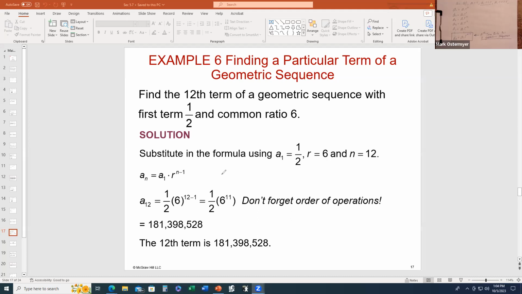All right. So again, the first term would be 1/2. If I multiply 1/2 times 6, 6 times 1/2 would be 6 halves, which is 3. 6 times 3 is 18. 6 times 18 is 108. Etc., etc., etc. All the way up to our 12th term, which would be this big old term right here. So that'd be the 12th term of that geometric sequence. That's a huge term. But you got to understand, we keep multiplying every term by 6 to advance the next term. It's going to grow kind of quick. Questions on that?